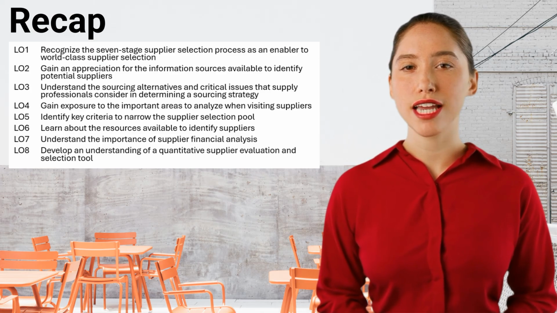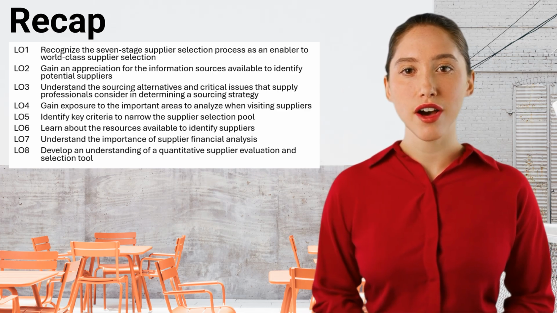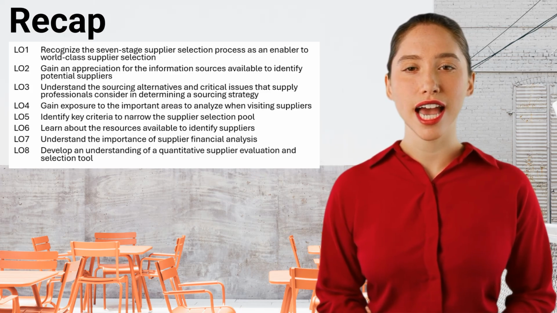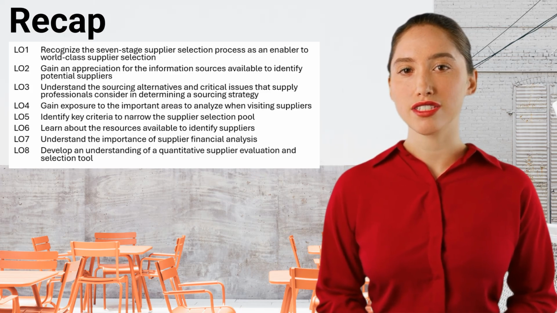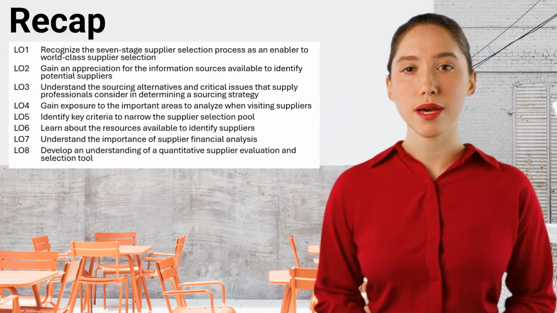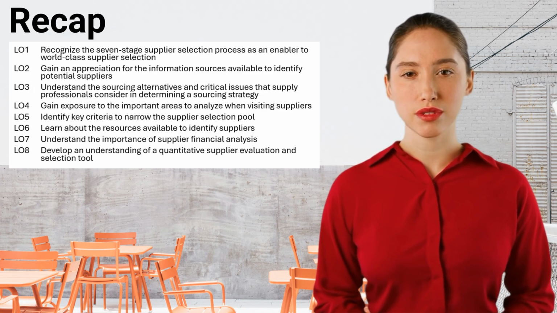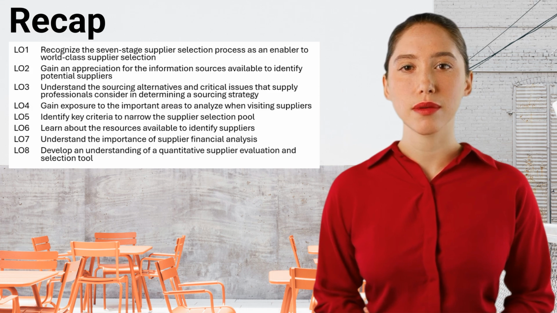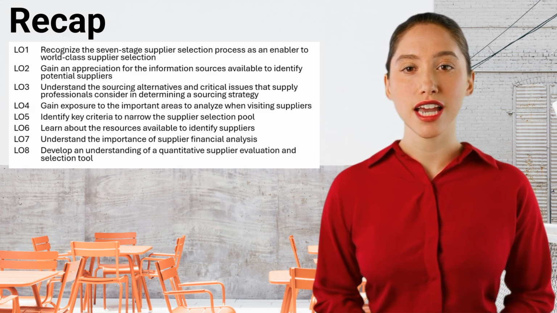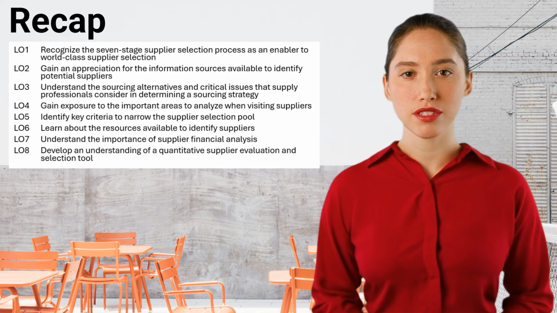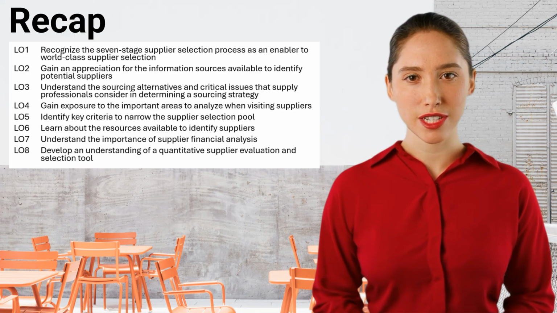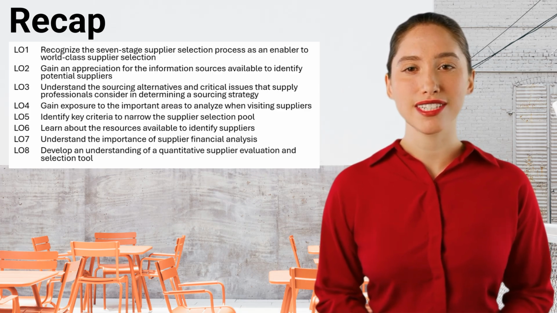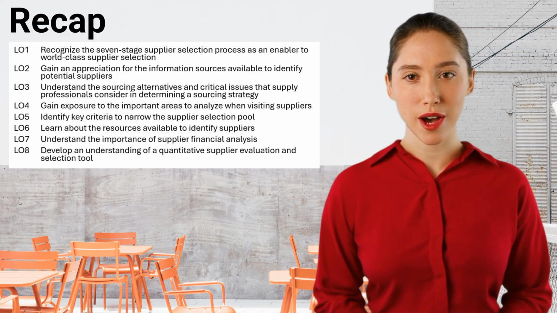Fifth, you should now be able to identify key criteria used to narrow the supplier selection pool. Through supplier categorization, risk assessment, and performance evaluation, organizations reduce the field of potential suppliers to those best aligned with their strategic and operational requirements. Sixth, you learned about the resources available to support supplier identification and evaluation, including organizational knowledge, supplier portals, third-party providers, and electronic sourcing tools. These resources help firms improve consistency, transparency, and efficiency in the supplier selection process.